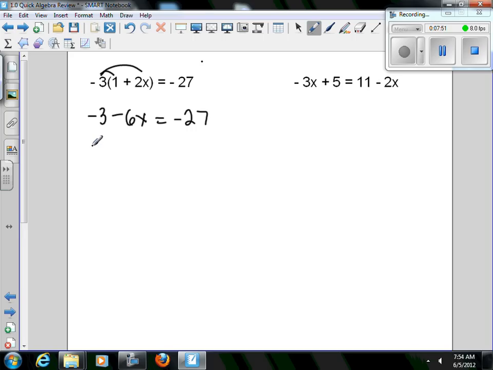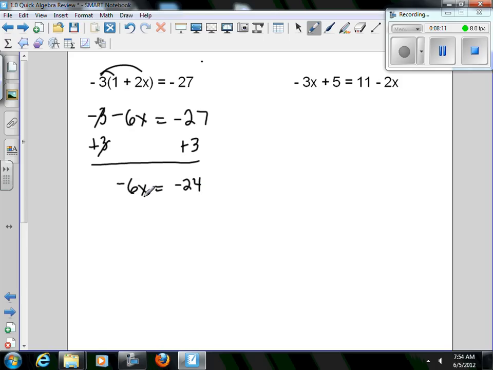Next, we want to get x alone, so let's get rid of whatever's around it. Let's get rid of this minus 3 by adding 3 to each side. The 3's cancel, and we have negative 6x equals negative 24.